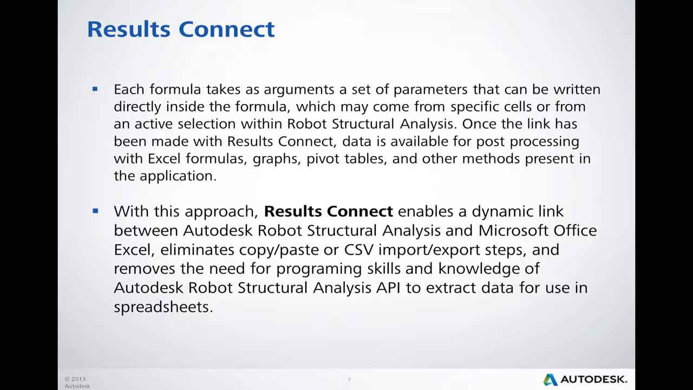Each formula takes as arguments a set of parameters that can be written directly inside the formula, which may come from specific cells or from an active selection within Robot Structural Analysis. Once the list has been made with Results Connect, data is available for post-processing in Excel. With this approach, Results Connect enables a dynamic link between Robot and Microsoft Excel and eliminates copy-paste or CSV import-export steps.